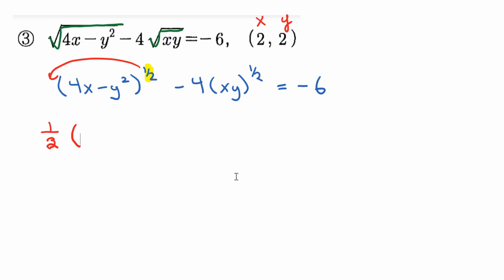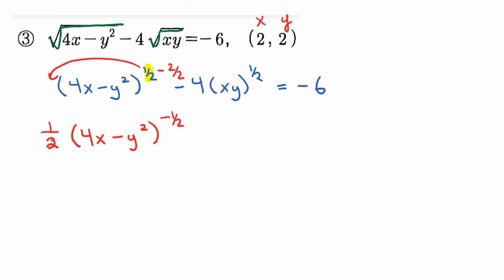Just one sec. Seems like my pen's not picking up here, so I just need to move and switch gears here. Just one sec. So turn that off. This will be 4x minus y squared. So if I minus 2 out of 2 on the power here, this would be negative 1/2.